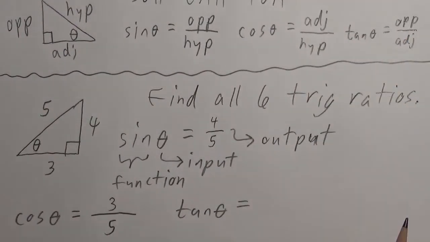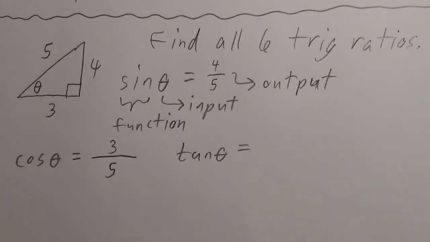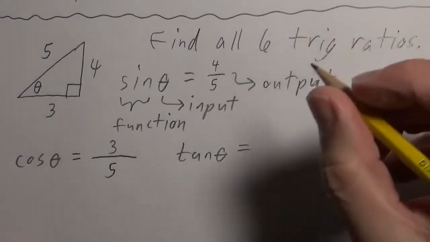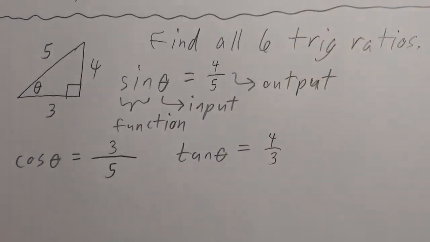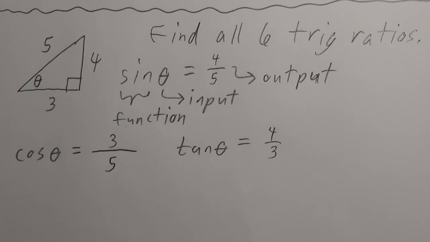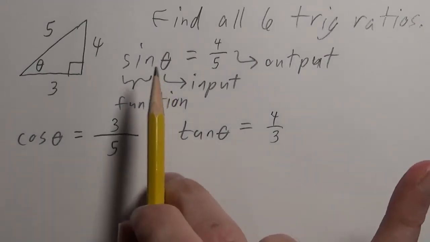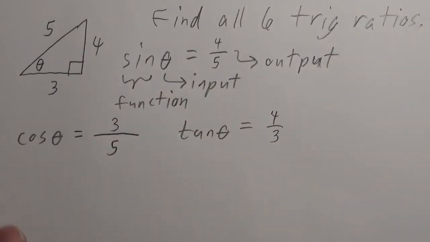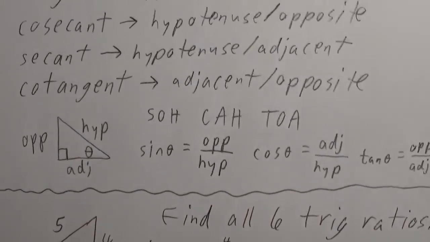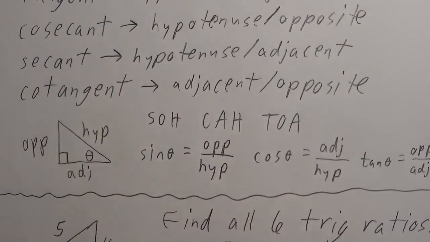Tangent of the angle is the opposite over the adjacent, which is 4/3. And there it is. 3 more to go, which is the reciprocal of these 3. The reciprocals, the order I did, is cosecant, secant, and cotangent.